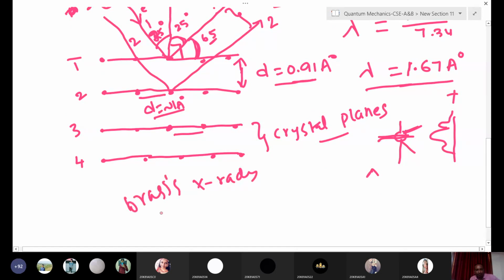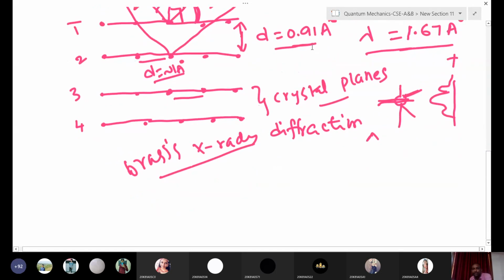Okay, after that, the Bragg's X-ray diffraction condition. What is Bragg's X-ray diffraction condition? Do you remember? We have discussed this one. Yeah, very good. n lambda is equal to 2d sine theta. n lambda is equal to 2d sine theta.